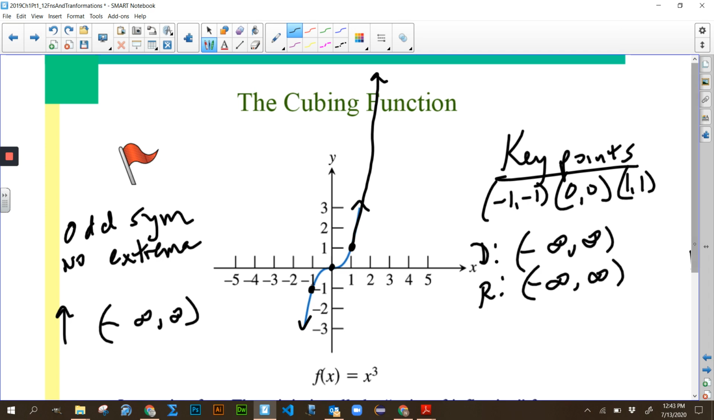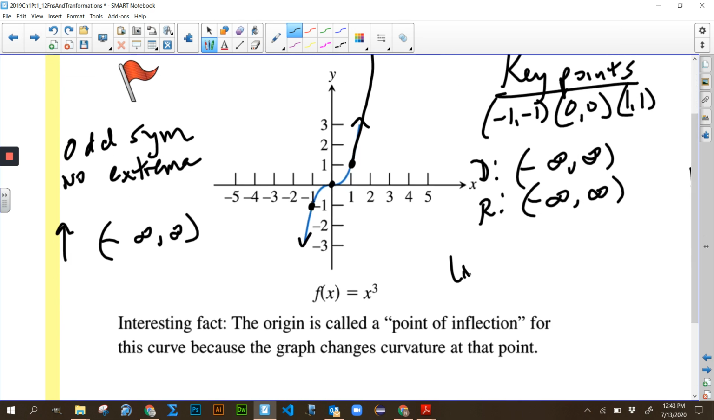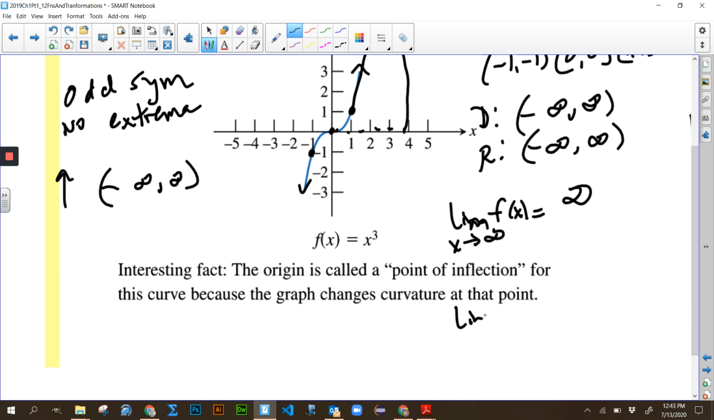And then our end behaviors. So we'll just do our end behaviors here. The limit as x approaches infinity: as x gets bigger, the y is getting bigger. And then we'll do the other one. As x gets smaller, as it approaches negative infinity, you can see the graph is going downwards, so the y values approach negative infinity.